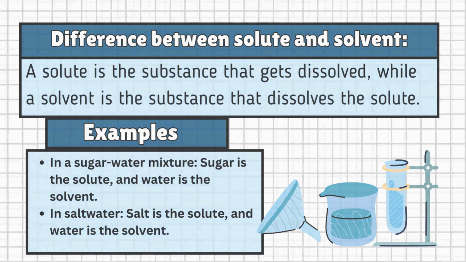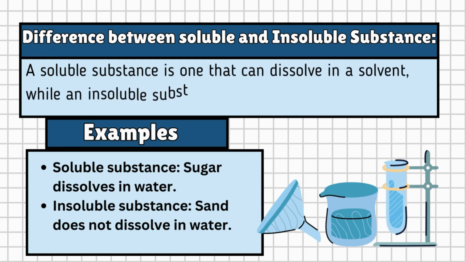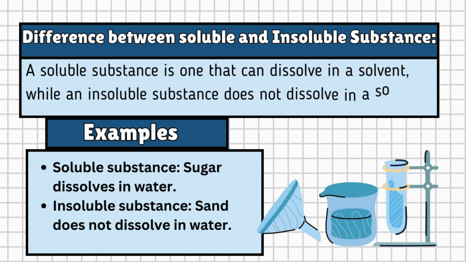Next question is about difference between soluble and insoluble substance. A soluble substance is one that can dissolve in a solvent, while an insoluble substance does not dissolve in a solvent. For example, soluble substance is sugar as it dissolves in water. Insoluble substance is sand as it does not dissolve in water.